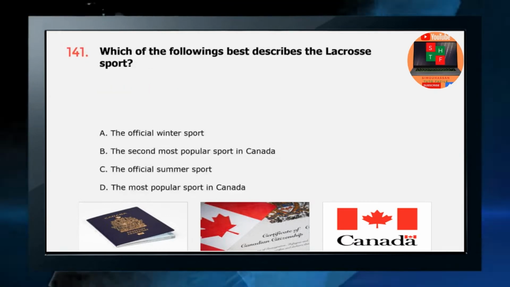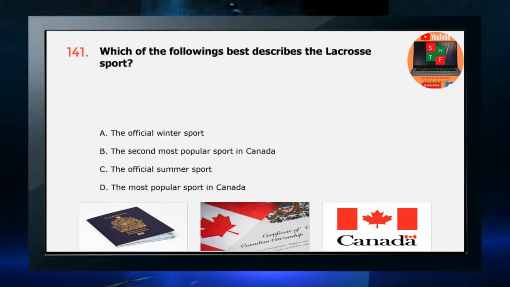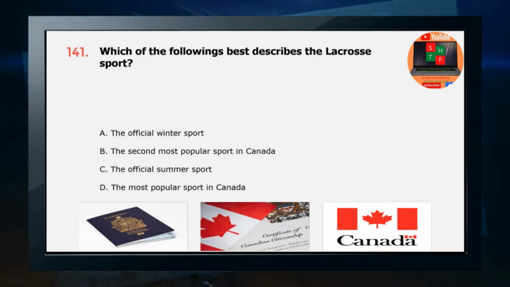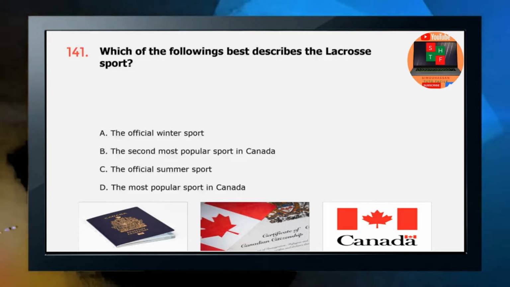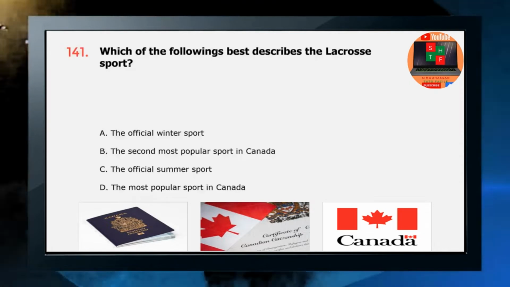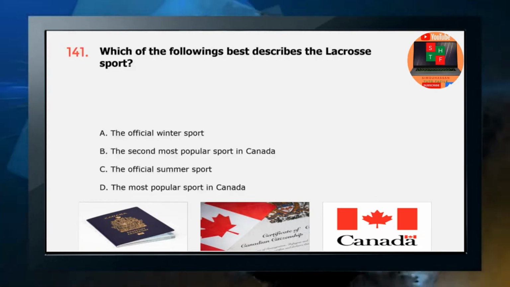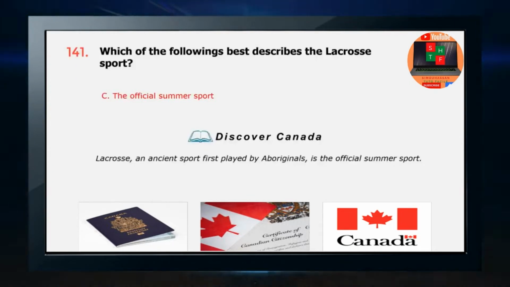Question 141. Which of the following best describes the lacrosse sport? A. The official winter sport. B. The second most popular sport in Canada. C. The official summer sport. D. The most popular sport in Canada. The answer is C. The official summer sport.